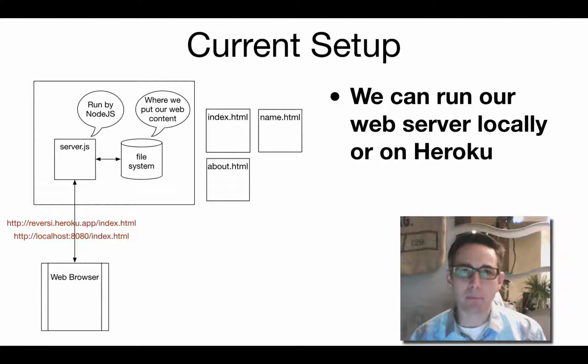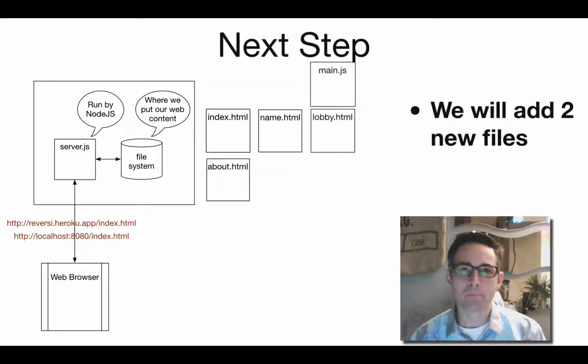And then we also had a placeholder, name.html, which is where we went if we clicked on the Let's Play button in index.html. So that's what we've got right now. In this next coding chunk, we're going to add 2 new files. We're going to add a lobby.html file, and that file is going to call its own little bit of JavaScript in a file called main.js.